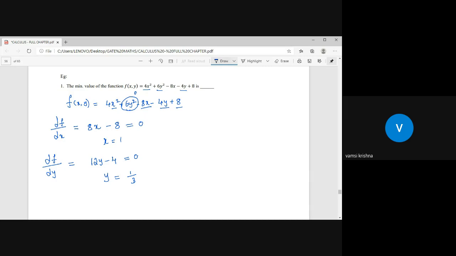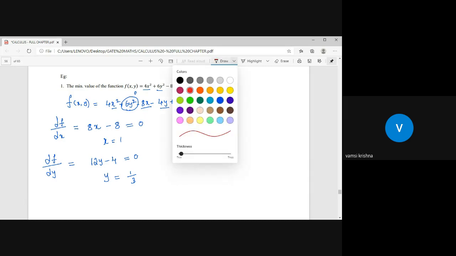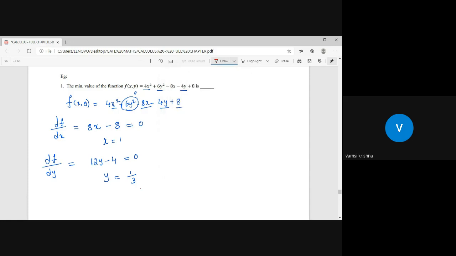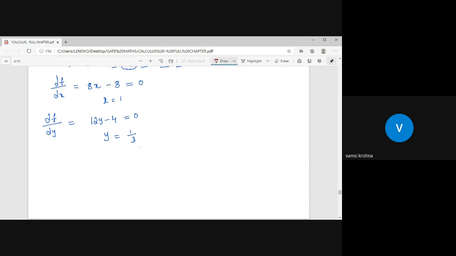So finally I got some stationary point for x comma y. I got a stationary point here. A stationary point, you can call it as AB or XY, is equal to 1 comma 1 by 3. Now my stationary point is ready. Next I require R, T and S. Now let's take differentiation.